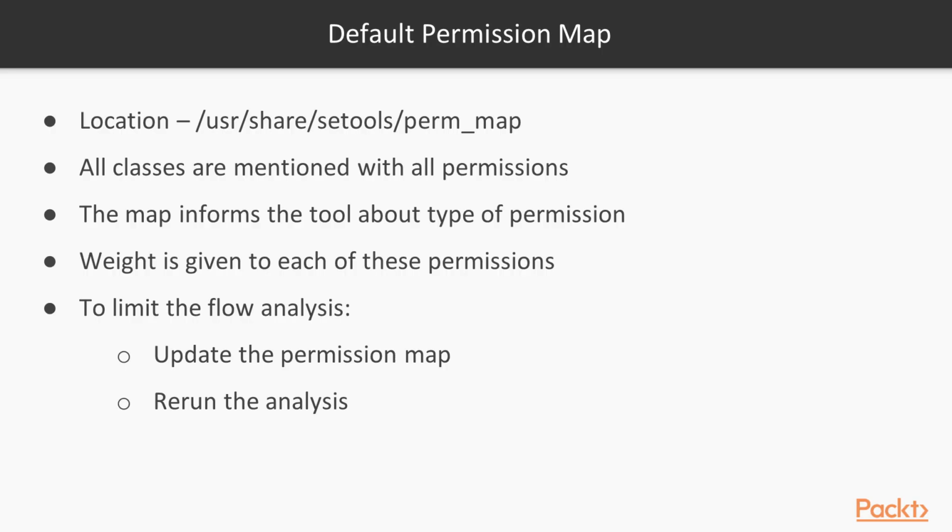The default permission map is available as perm_map within the SETools directory. In it, all classes are mentioned with all permissions. For each permission, the map informs the tool whether the permission is a read-like permission, write-like permission, dual channel, or not related to information flows. Next, a weight is given to each of these permissions. To limit the flow analysis to a particular set of classes, update the permission map and then rerun the analysis.